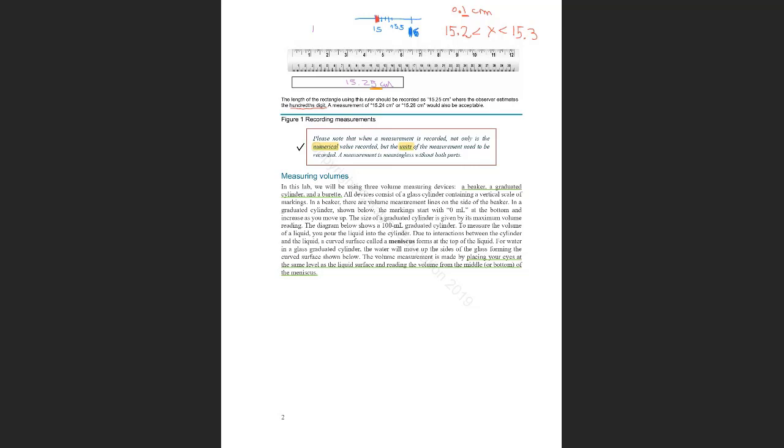And because the last digit is the one that has the error and the uncertainty, we accept that it can be 15.24 or 25. We have to look how close it is to the higher marking or the lower marking, but the last digit still has the uncertainty. Any questions?